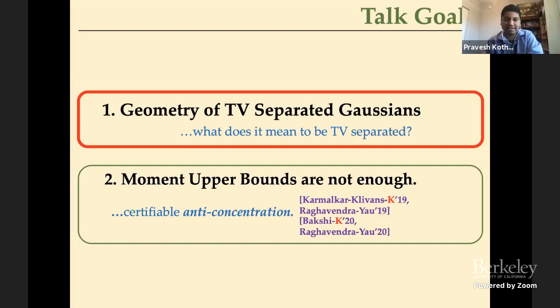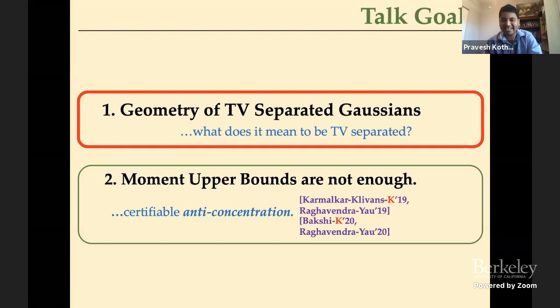Then I'll pontificate for 2 minutes about what we do new. This would be rather hard to understand, but hopefully I'll convince you that the anti-concentration property that I mentioned before is relevant. And then I'll stop. If there are questions, I'll go into details of any of these things. Okay, that's my plan for today.